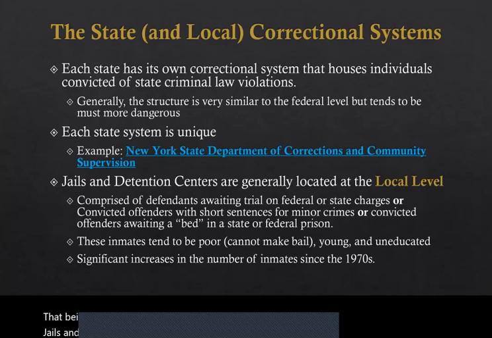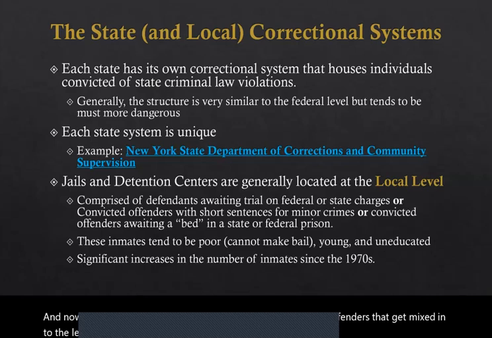Jails and detention centers are generally located at the local level, right? So when we think about jails, recall it's for people who are awaiting trial or who've been convicted and are serving a short sentence of less than a year. Or it also includes now offenders awaiting a bed in state or federal prison. I could convict somebody and sentence them to 25 years to life in prison. And guess where they're going to go right after that? Downstairs back into the jail, where you have a guy who's there for a DUI, or a guy who's there for petty larceny, and I just sentenced this guy to 25 years to life, and now he's in the mixing pot, right? So we do have serious offenders that get mixed in with the less serious crimes.